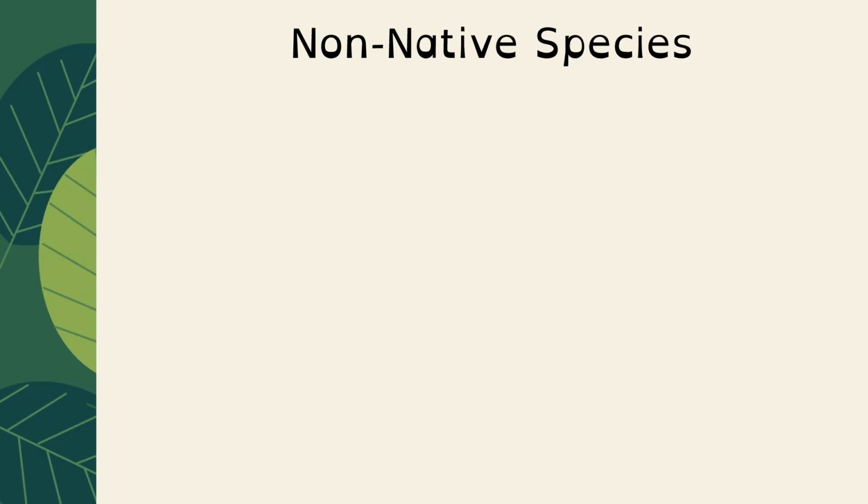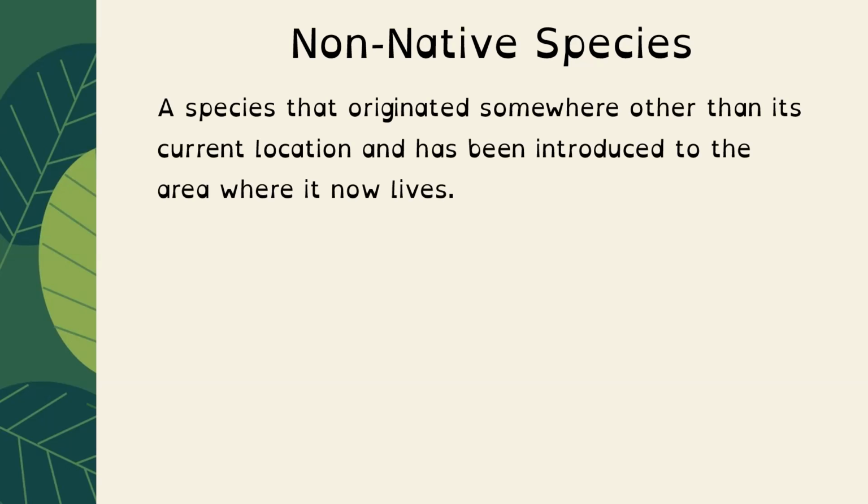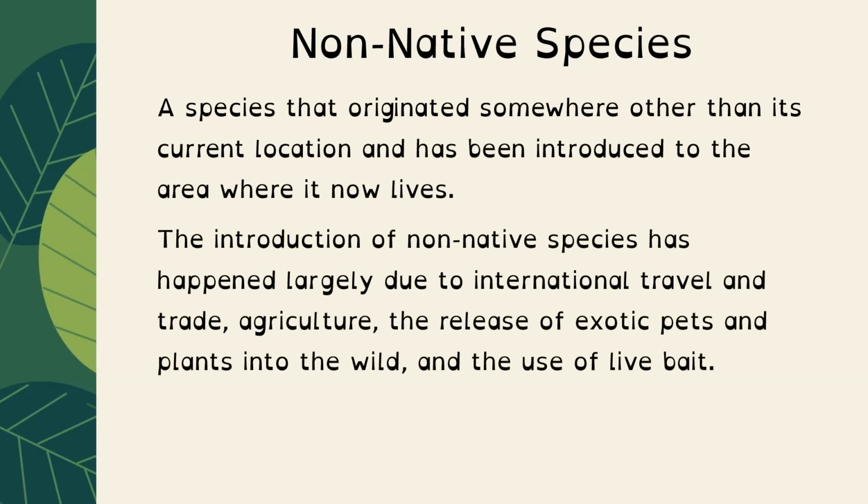So non-native species are a species that originated somewhere other than its current location and has been introduced to the area where it now lives. The introduction of non-native species has happened largely due to international travel and trade, agriculture, and the release of exotic pets and plants into the wild, and the use of live bait. So, as you can see, all of these are human activities.